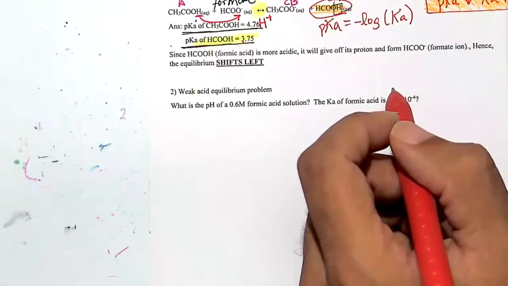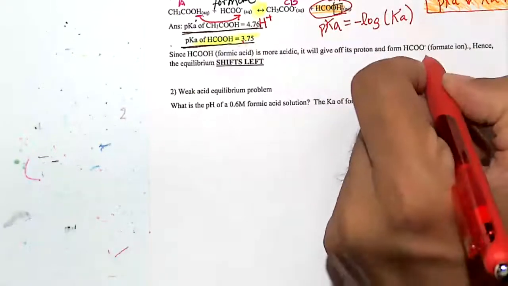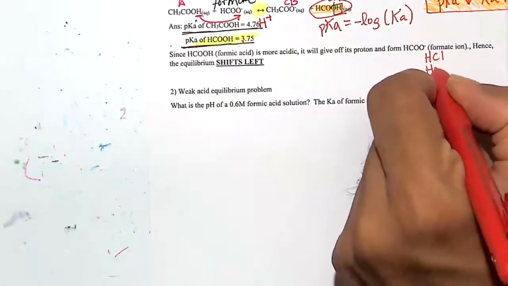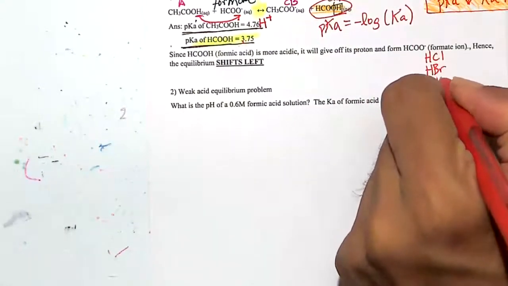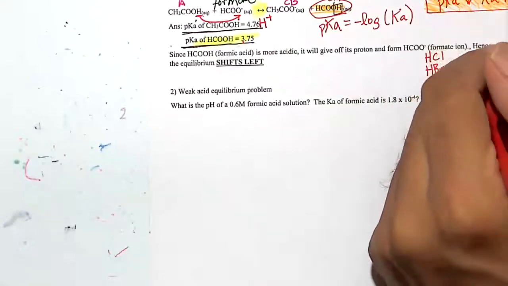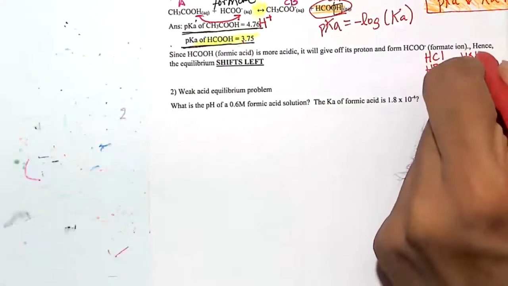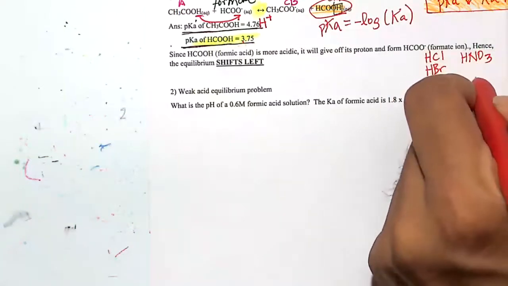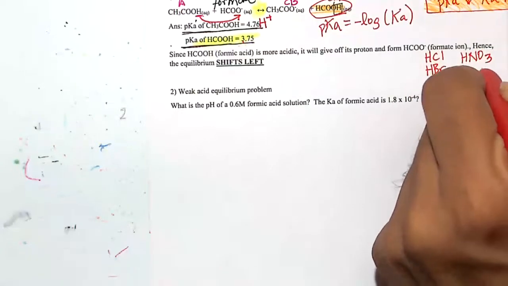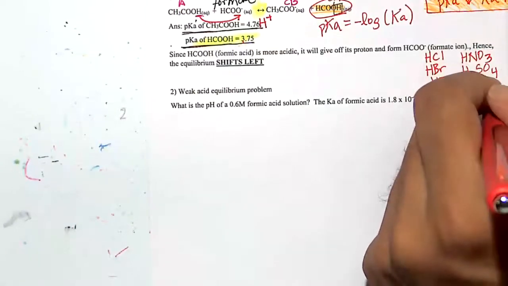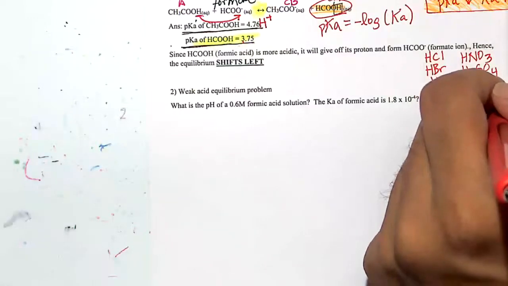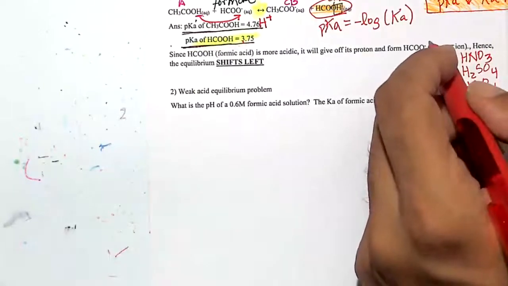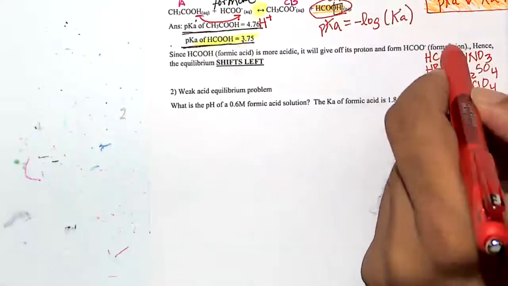How do I know it's a weak acid? Because it's not one of these six. What are our six strong acids? Can anyone tell me? HCl. What's another one? HBr, HI, another one. Nitric acid, H2SO4, and then HClO4. So these are strong. If it's not one of these six, then you have to use the ice table. Right?